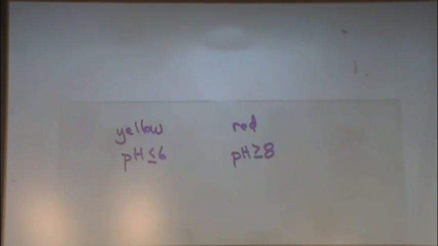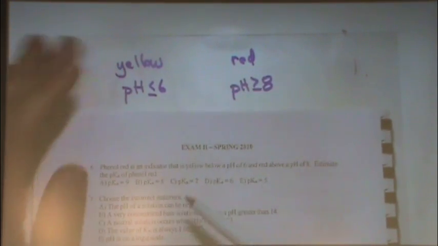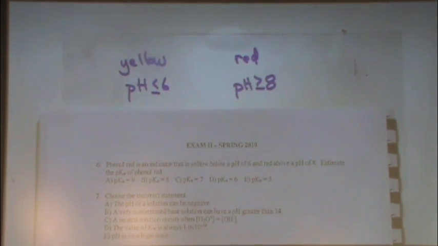So let me show you the answers. The pKa is just where it's changing its color. So that's where the acid is changing color. In our example here, it's changing color between 6 and 8. So what number is between 6 and 8? Looks like 7.